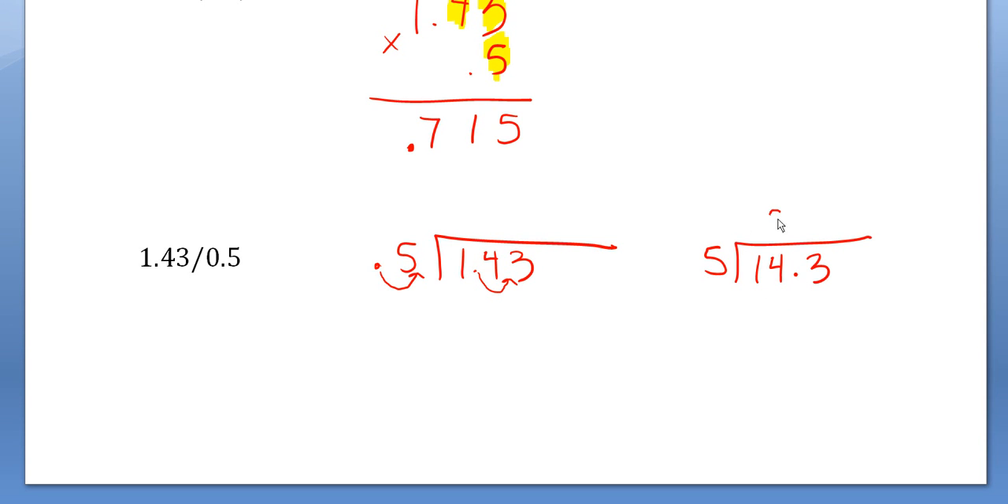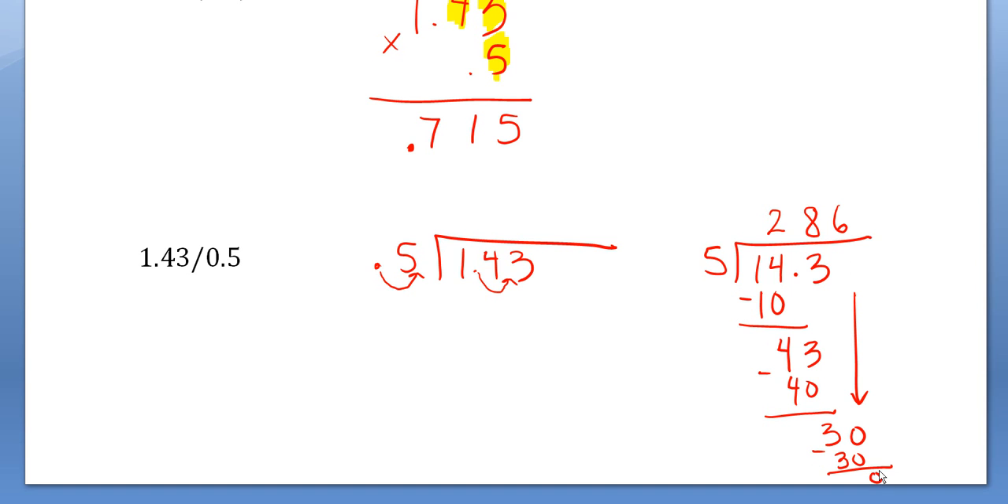5 goes into 14 2 times. 2 times 5 is 10. Subtract and get 4. Bring down the 3. 5 goes into 43 8 times. 8 times 5 is 40. Subtract. Bring down a 0. 5 goes into 30 6 times. 6 times 5 is 30. Subtract and get 0. And then make sure you bring your decimal point back up to exactly where it should be. And there's my answer right there, 2.86.